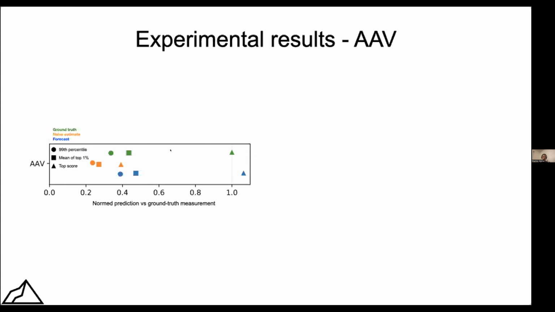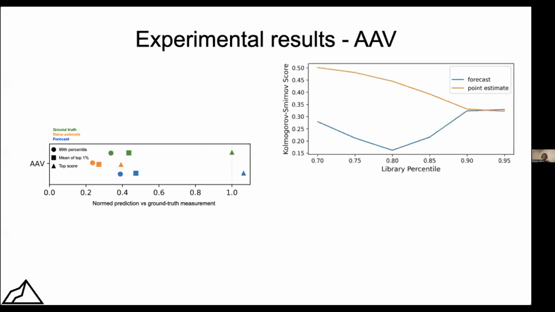So at a high level, what you see here is that the forecast is getting a lot closer to the true measurements. Here it overestimates them a little bit, but it's just much closer to the actual measurements for all of these statistics. And this may feel a little qualitative for some of you. So we can also look at another metric we have here, which is the Kolmogorov-Smirnov score for different subsets of the distribution above different percentiles.